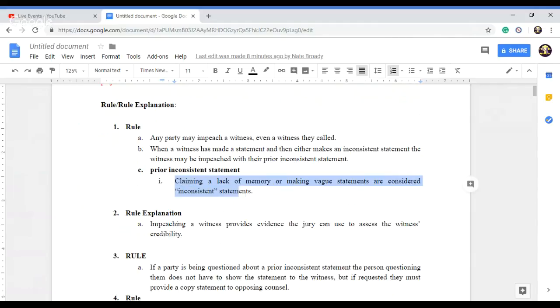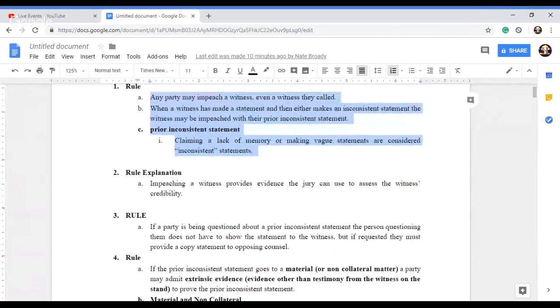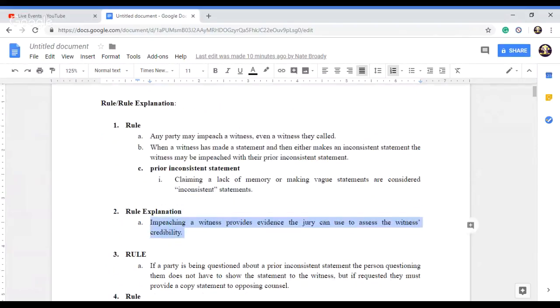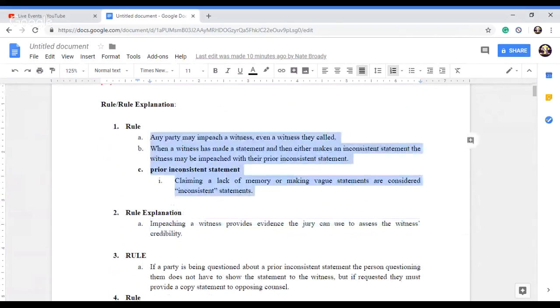And here has actually elaborated on what it is. So in using this rule, now you know what the model rule is that you should be trying to put forward on your exam. So let's look at the rule explanation. The rule explanation for this rule for prior inconsistent statement is impeaching a witness provides evidence the jury can use to assess the witness's credibility. So that's the rule explanation, and here is the rule.